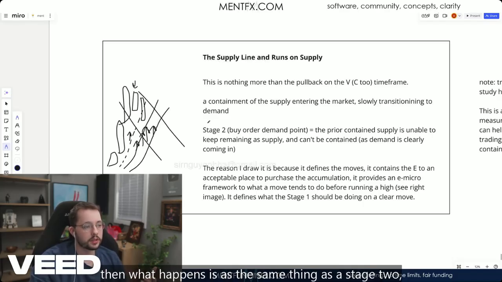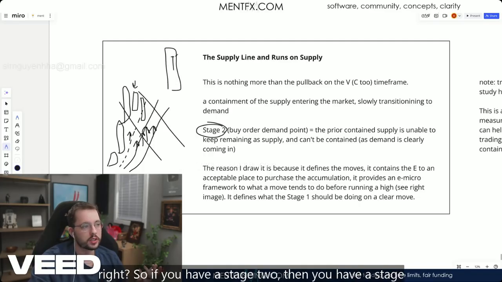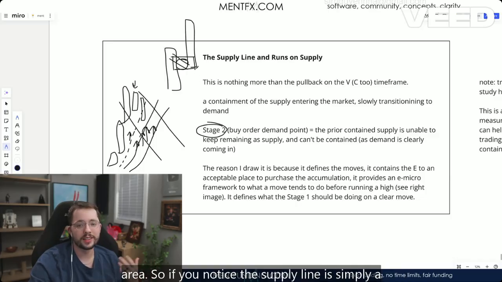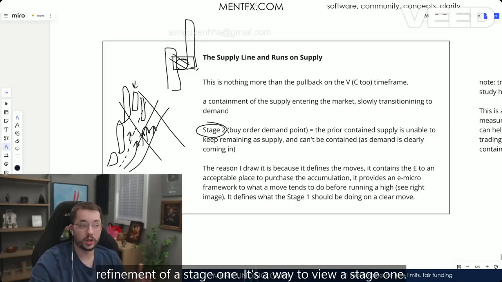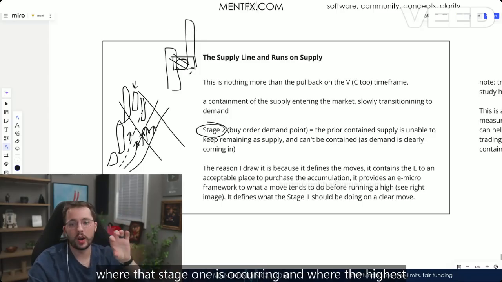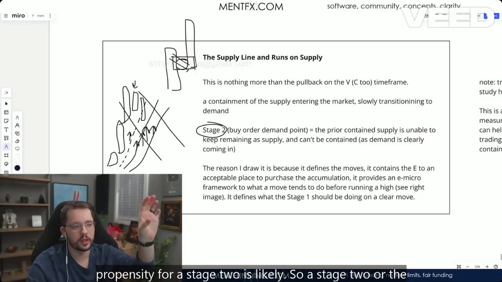And then what happens is, it's the same thing as a stage 2, right? If you have a stage 2, then you have a stage 1, and then you have another stage 2, right? What's happening is we are containing the supply inside of this area. So if you notice, the supply line is simply a refinement of a stage 1. It's a way to view a stage 1. It is a stage 1. It's just a way to refine and demonstrate where that stage 1 is occurring and where the highest propensity for a stage 2 is likely.